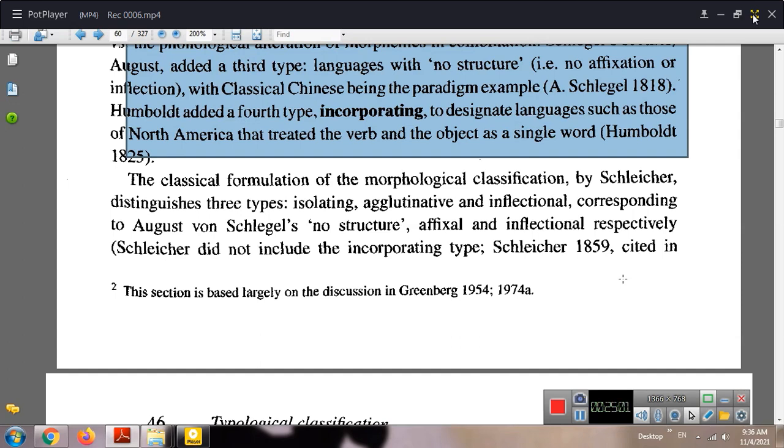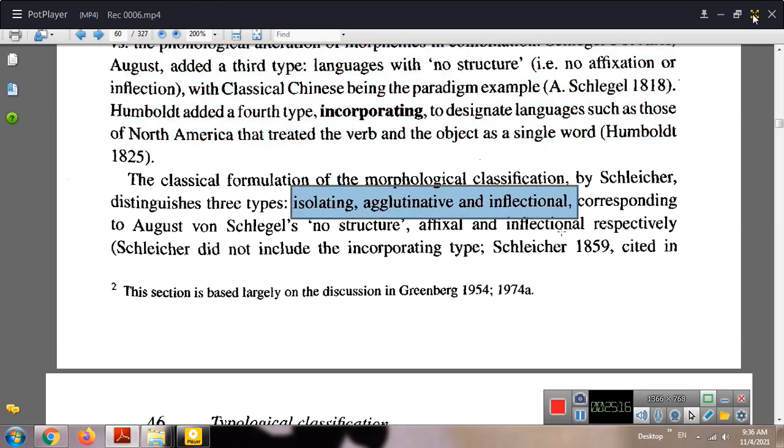Schleicher distinguished three types of morphological classification: isolating, agglutinative, and inflectional. This is important, you should know that. Corresponding to August von Schlegel's no structure, affixal and inflectional respectively, based on Schleicher, isolating is equal to no structure. Agglutinative means those affixal, and inflectional means the inflectional languages.